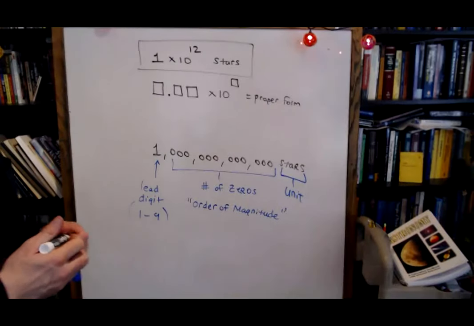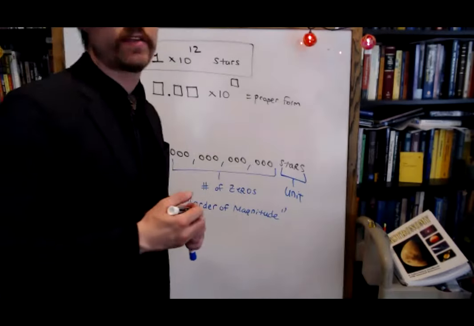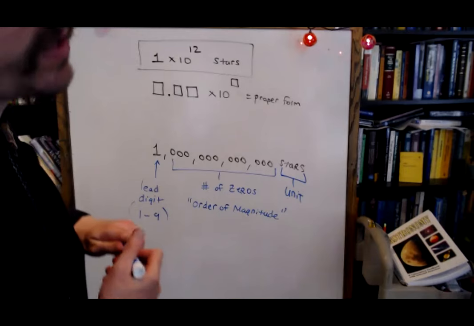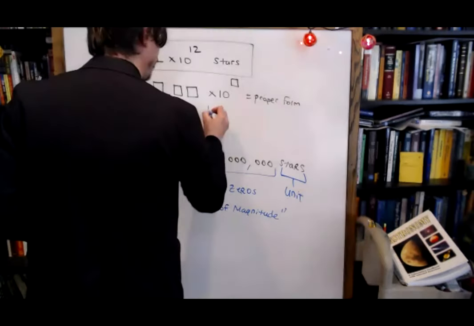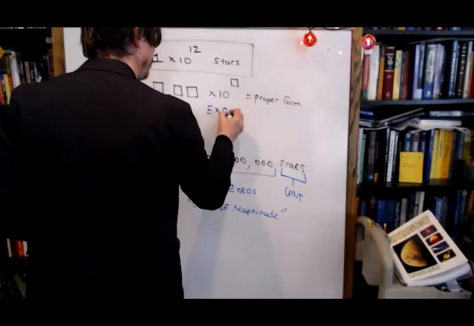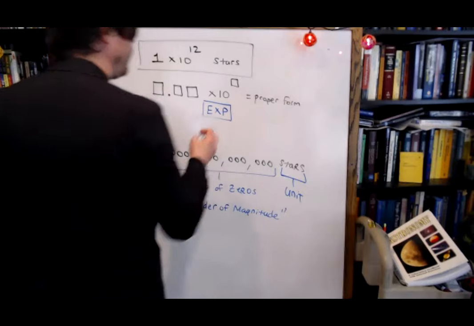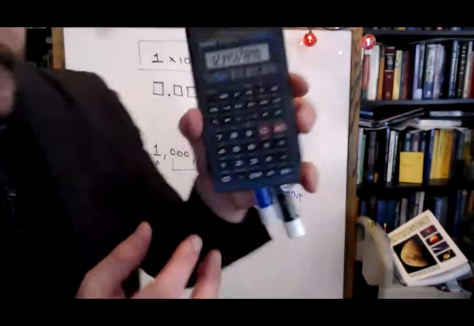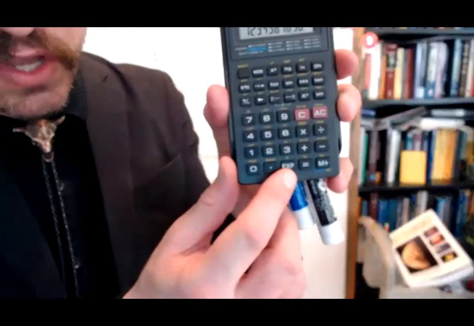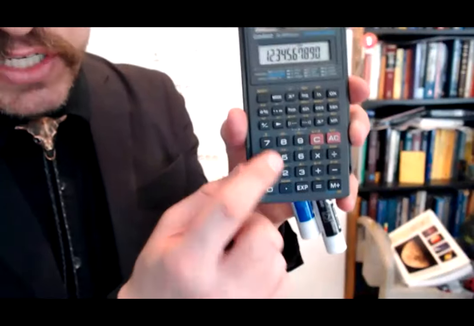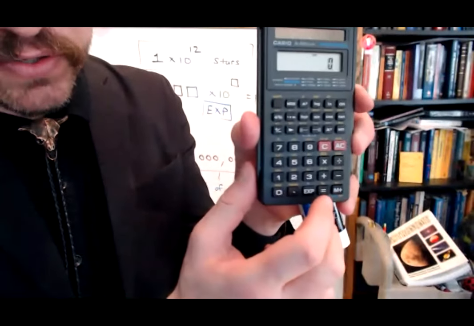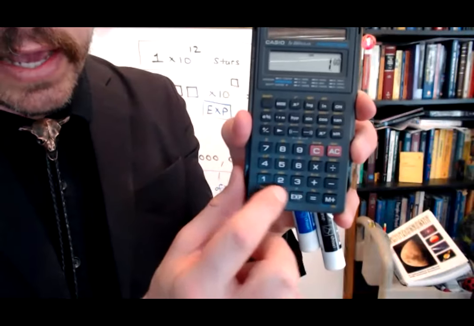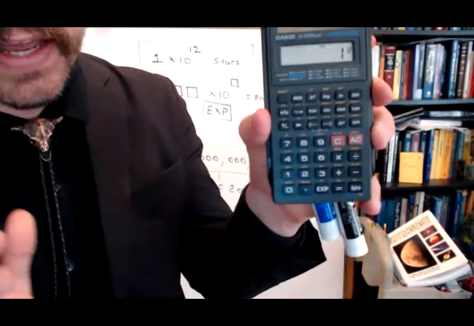Now, because scientific notation always has forms of times 10, there's a very critical key on your calculator. On the Casio calculator, it's called the EXP key. And the EXP key means times 10. Let's take a look at it here. We don't have to hit times 10 anymore. We just hit EXP. Let me show you how I would type in a trillion. It's 1 EXP 12, and that's it.